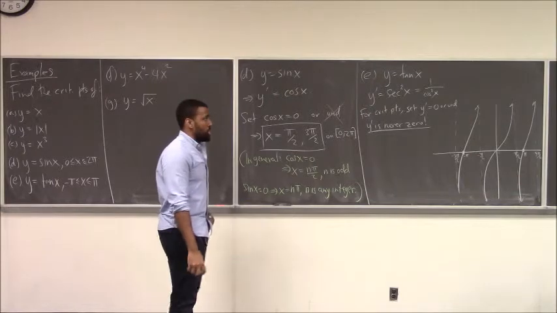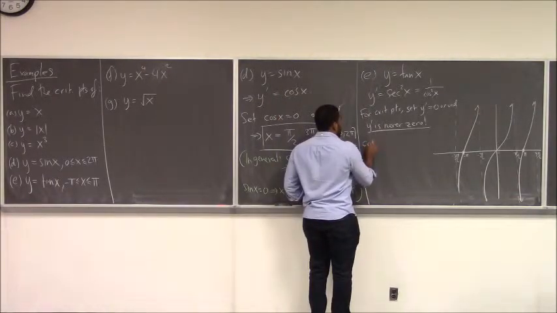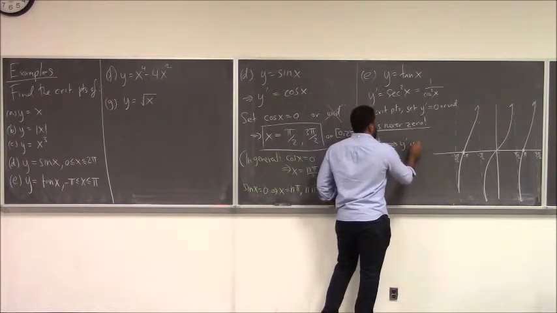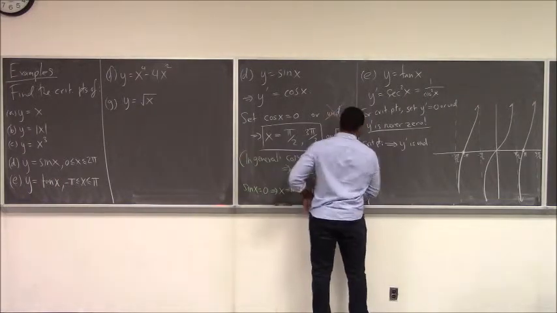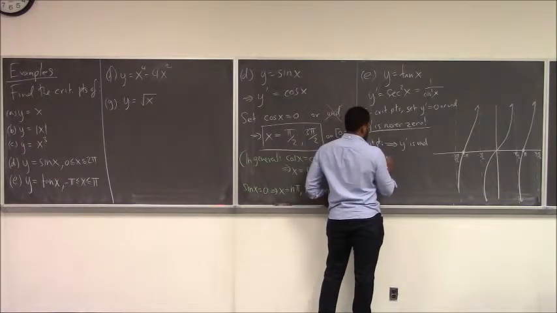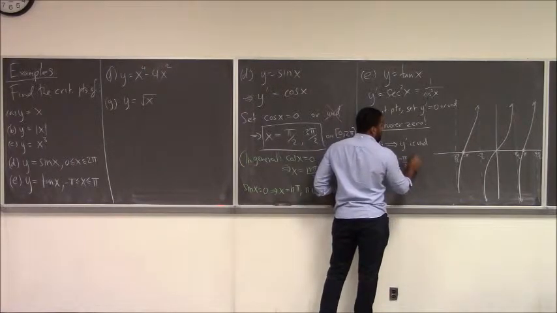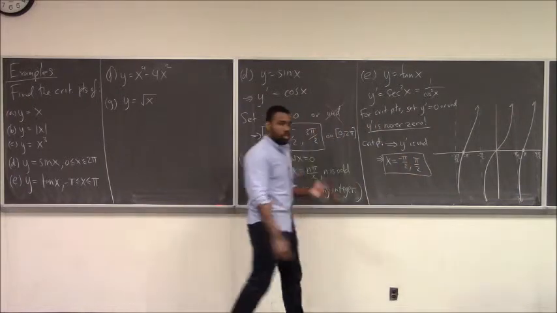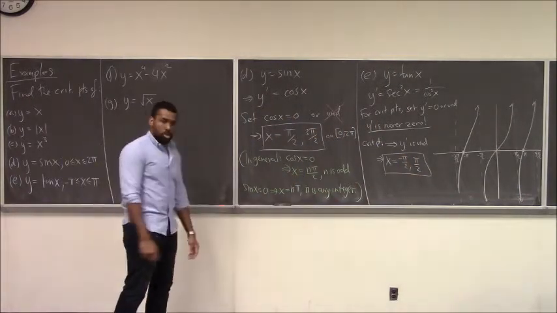So the y prime is never 0, which means all critical points come from where y prime is undefined. And we know on that interval, this means that our critical points are going to be minus pi over 2 and pi over 2. In general, it would be every odd multiple of pi over 2. But there will be no critical points otherwise.